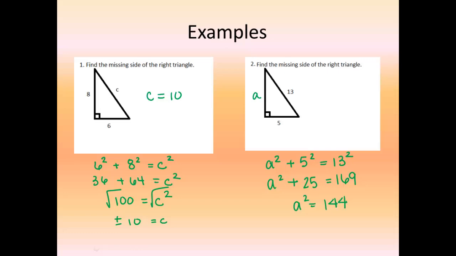Just as we did in the first example, we'll take the square root of both sides. I will get a to equal plus or minus 12, but I don't want the negative because we're talking about the side of a triangle. So a, or the missing side, equals 12.